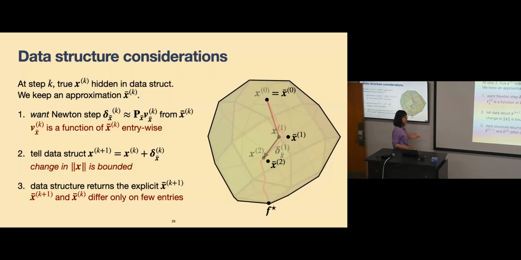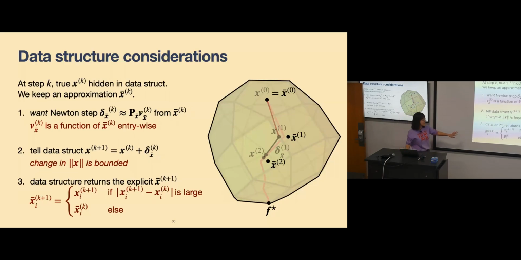And as promised by the IPM, we also know that the change in x every step is bounded in two-norm approximately. Then finally, we have this guarantee that x bar at k plus 1 and x bar at k only differ on a few entries. A little magical.